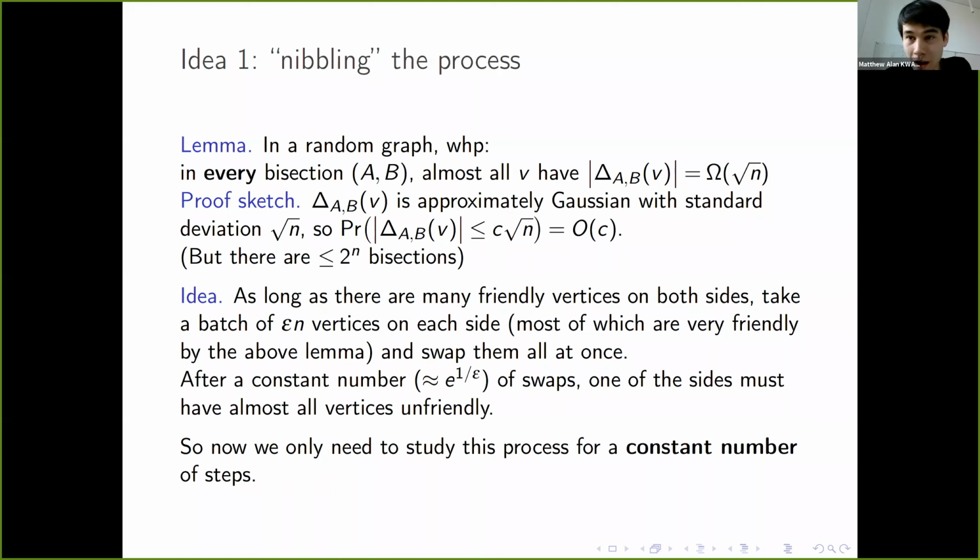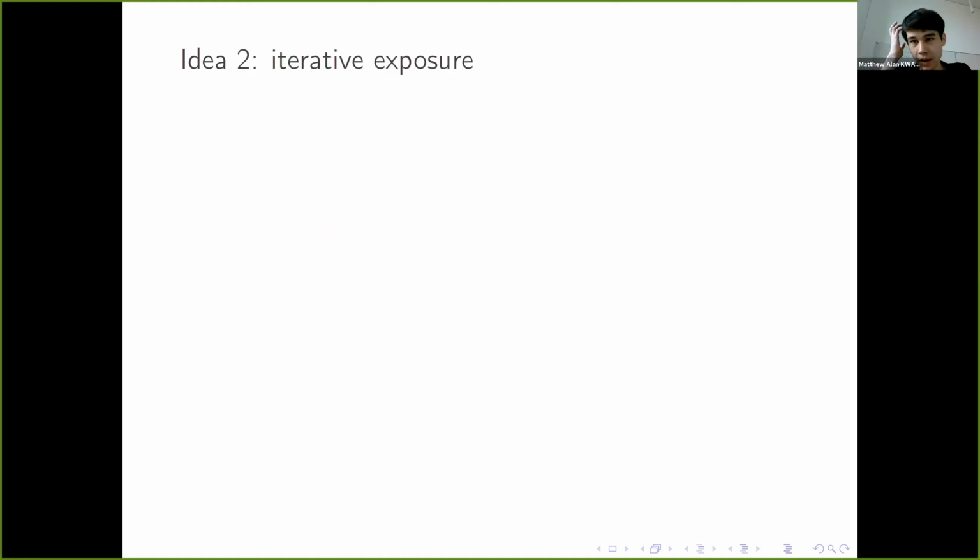Okay, so we still have this highly dependent process that we don't know how to understand, but now I only need to understand this process for a constant number of steps. So if I want to find a 99% unfriendly bisection, maybe I need to track this process for 1,000,000 steps or something. And the fact that it's now a constant number means that we're not fighting for parameters to fight against each other, and this makes everything much simpler. Okay, so that's one idea.